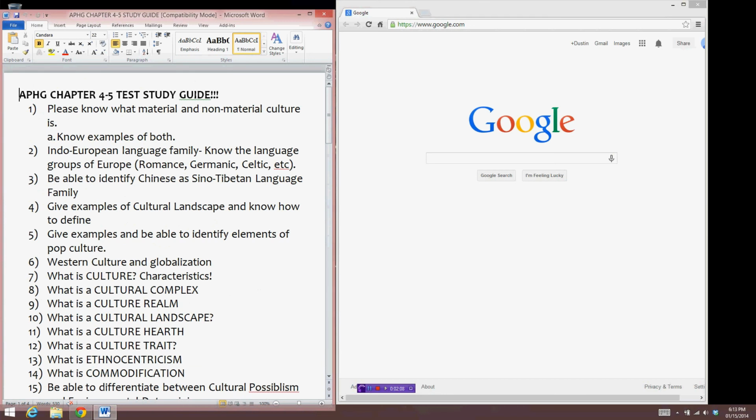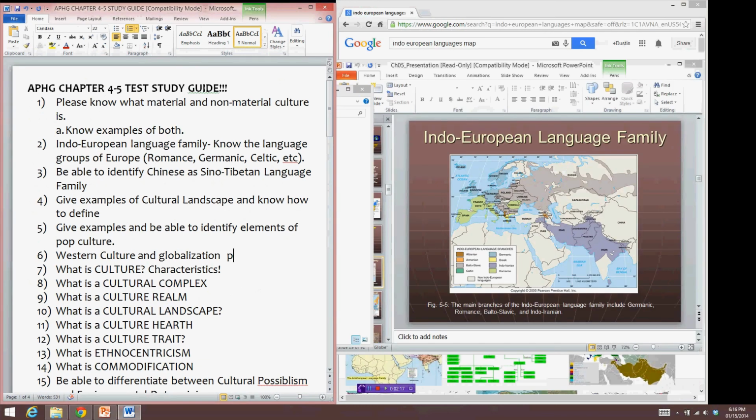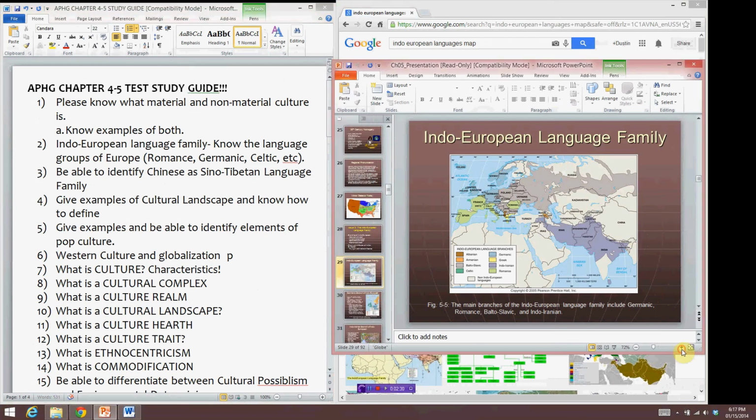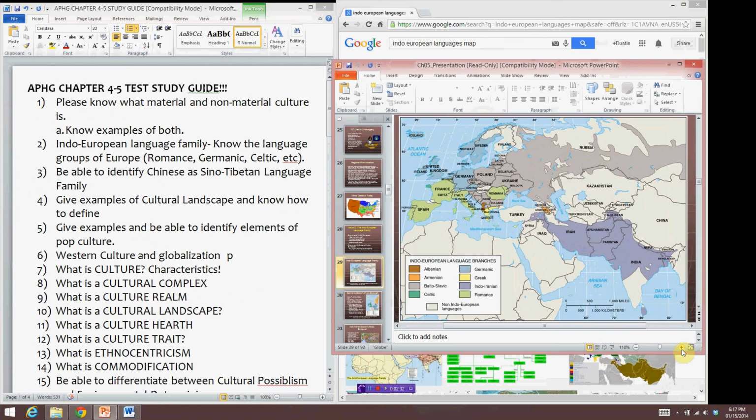Number 2, Indo-European language family. I want you guys to know language groups of Europe, Romance languages, Germanic, Celtic, and so on and so forth. This is the same exact map that I showed you guys that was in your book. This is a PowerPoint that contains the same map. And if you look, this is showing the Indo-European language family, and not only Europe, but also throughout India, the Indo-Iranian language group. What I'm asking you for number 2 is to be familiar with some of the languages that exist in some of the countries that speak Indo-European languages.